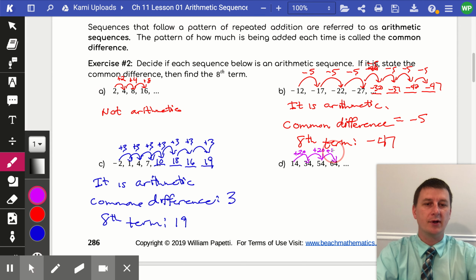To get from 54 to 64, you only add 10. So although it's true for the first two that they are the same common difference, we change it up on the third to fourth term. So this is not an arithmetic sequence, because to be an arithmetic sequence, the common difference has to be constant throughout the entire sequence. And this one is not. So we could write not arithmetic.